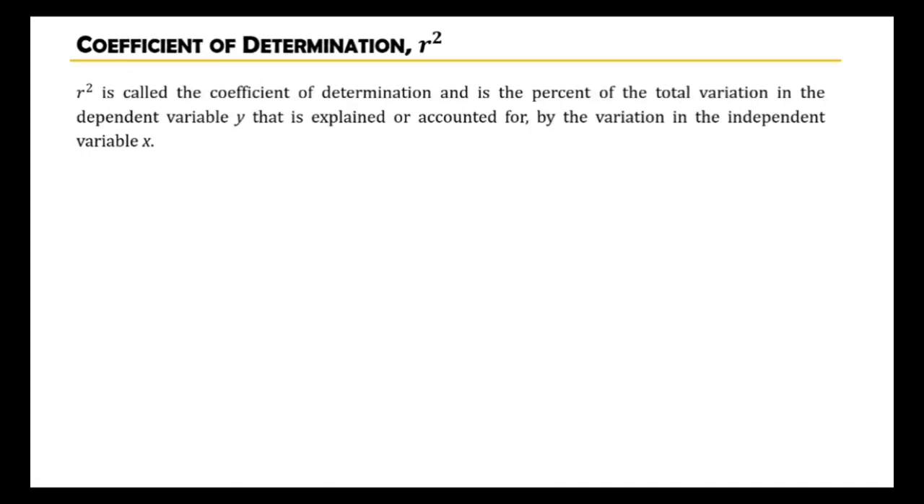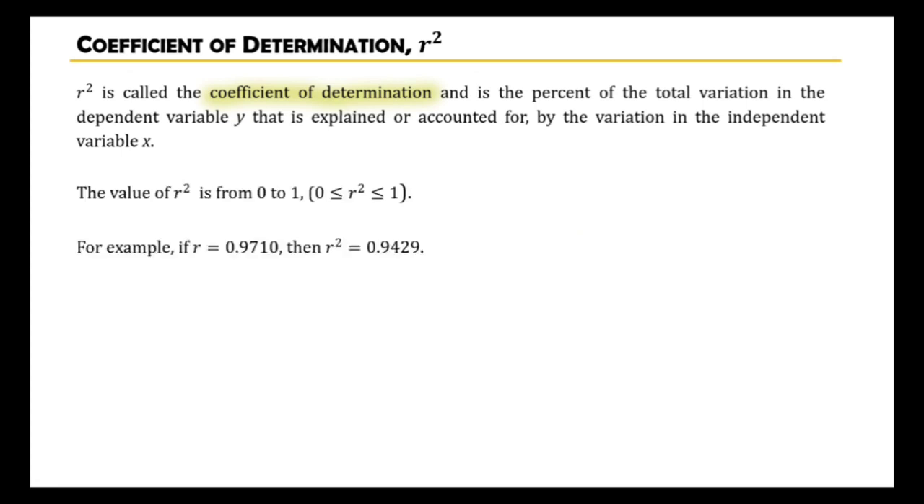Coefficient of determination, r squared. R squared is called the coefficient of determination and is the percent of the total variation in the dependent variable y that is explained or accounted for by the variation in the independent variable x. So r squared is the coefficient of determination, which tells how many percent y depends on x. The value of r squared is from 0 to 1. So r squared cannot be negative.